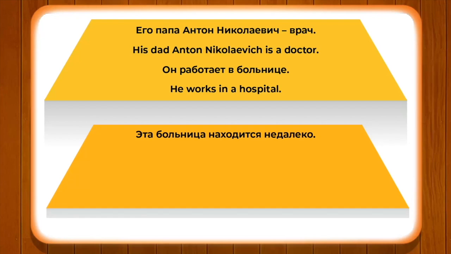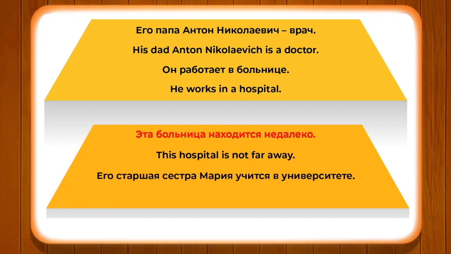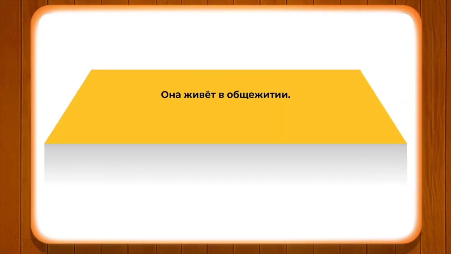Then эта больница находится недалеко. Его старшая сестра Мария учится в университете. Then эта больница находится недалеко means this hospital is situated not very far. Недалеко. Его старшая сестра Мария учится в университете. And his elder sister Maria studies in the university. Она живет в общежитии. She lives in a hostel.